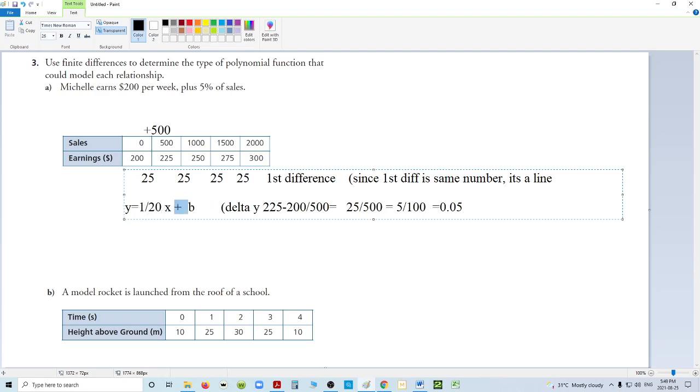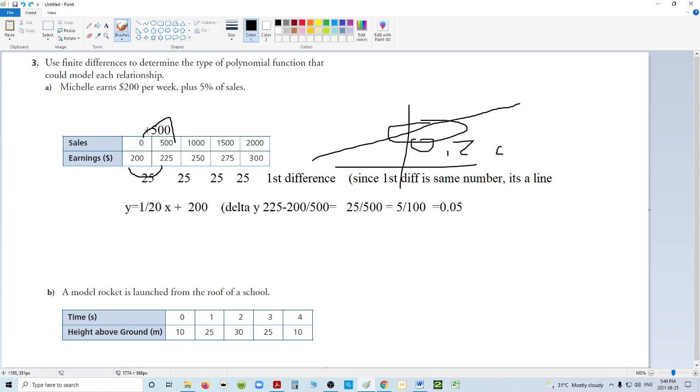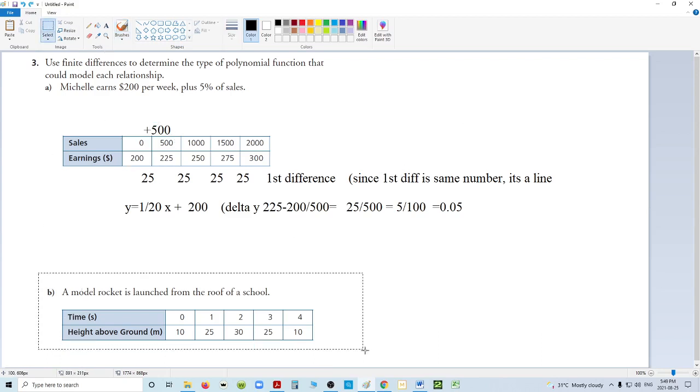And do we have a b? Well, fortunately, the b is right in the equation. When x is 0, y is 200. The y-intercept is shown right here. When x is 0, y is 200. That means the b here is 200. It's also going up and up, positive, so the slope is positive. So we will have a line like that that has a very gentle slope and crosses the y-axis at 0, 200. So right away, first differences tells us a lot.